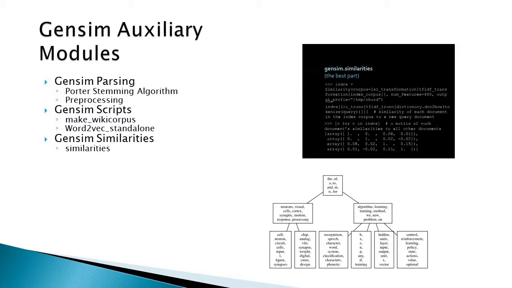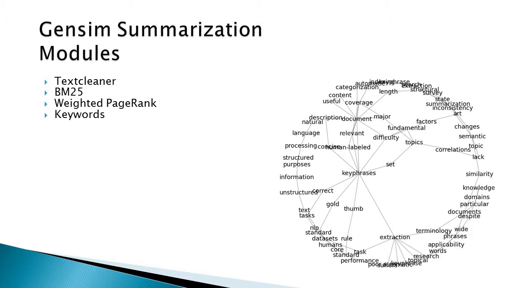On to Gensim similarities. The similarity class splits the index into smaller indexes. The class allows us to build an index of a set of given documents. We can then build efficient queries to compare our query document to each document in the index to see how similar they are. The result of the query is a vector of numbers which is as large as the size of the initial set of documents. On to our next slide, which is the Gensim summarization modules.